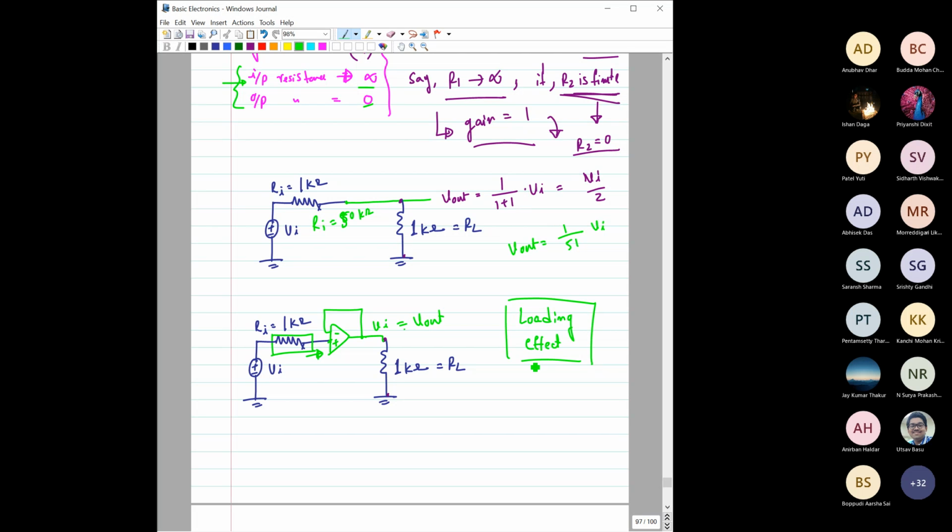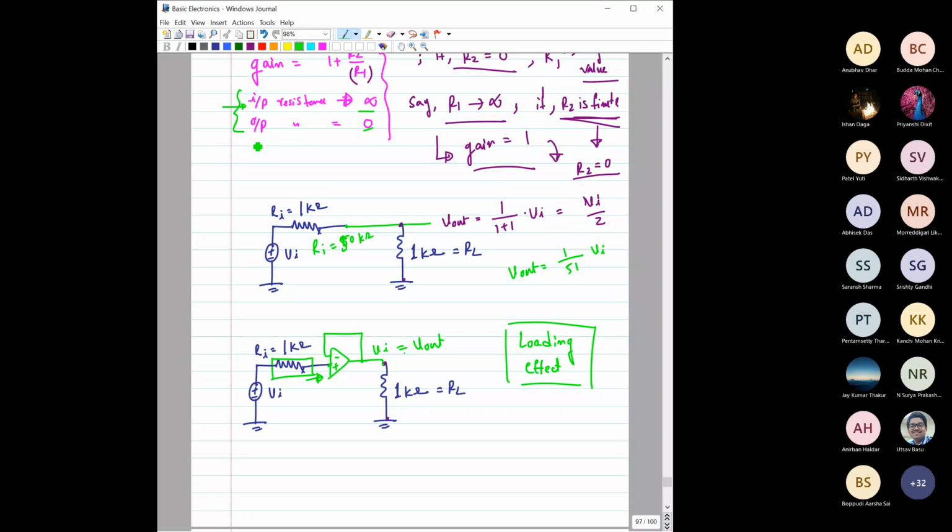So this loading effect can be effectively eliminated by using a buffer circuit. Is this part clear to you? Sir, no, sir. Could you please specify which part is not clear? Sir, how would the current through this source be zero, sir? Because can any current flow inside this op amp? No, sir. So then the current would be zero, no?